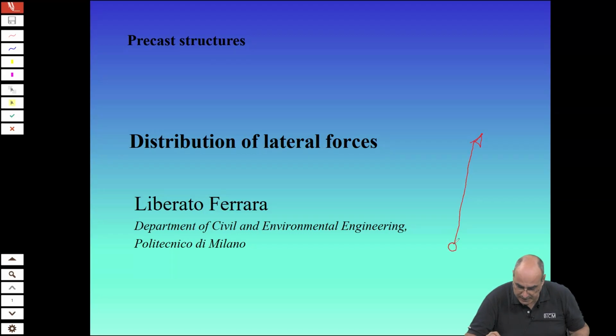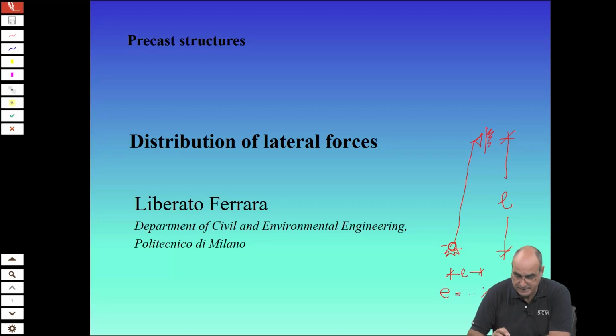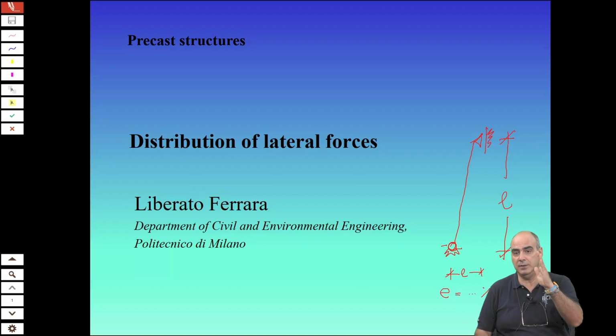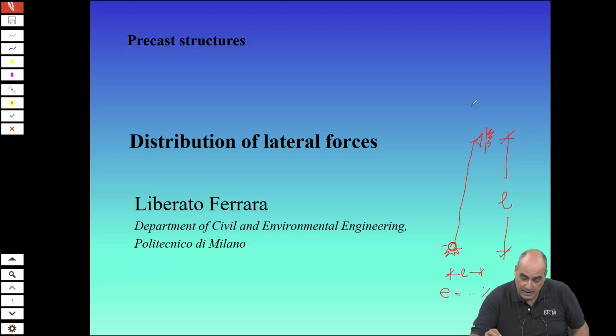Imagine that your vertical element is not perfectly straight, but has a tolerance. This is a letter e, which is, for example, a certain percentage of its height. Okay, it's not fully vertical, it's a little bit like this. And you have a vertical load P here.